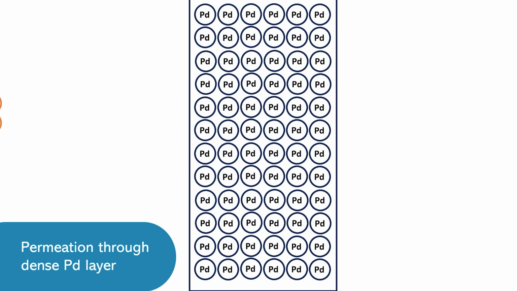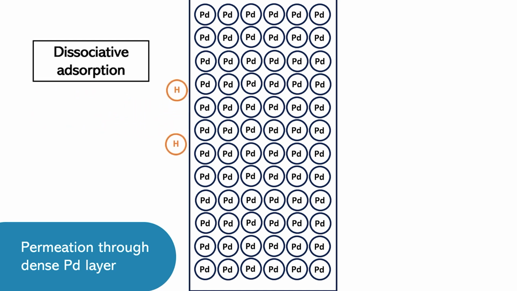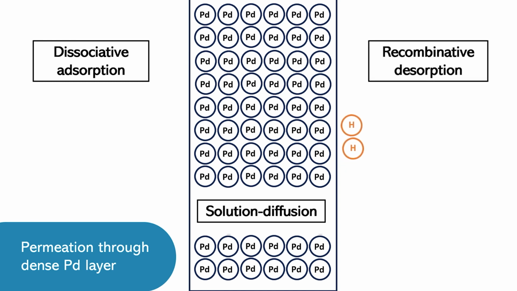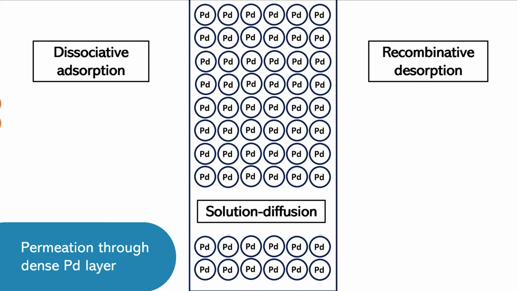As hydrogen molecules approach the dense palladium matrix on the retentate side, they split up into individual hydrogen atoms as they attach to palladium active sites on the surface. This is known as dissociative adsorption. The split hydrogen atoms diffuse into the dense palladium layer with a solution diffusion mechanism. Finally, they recombine and detach through recombinative desorption as hydrogen molecules on the other side. The interaction of the palladium active sites with hydrogen, preferentially over other gases, results in very high selectivities and permeate side hydrogen purities over 99%.